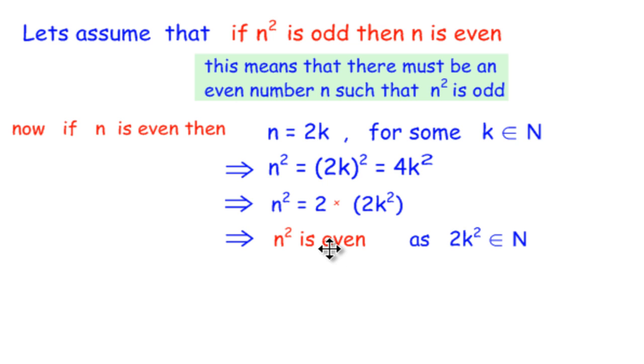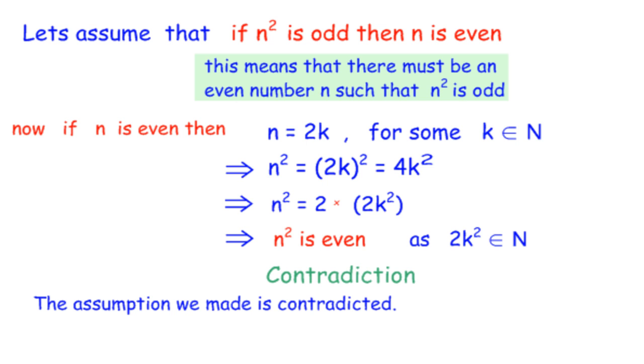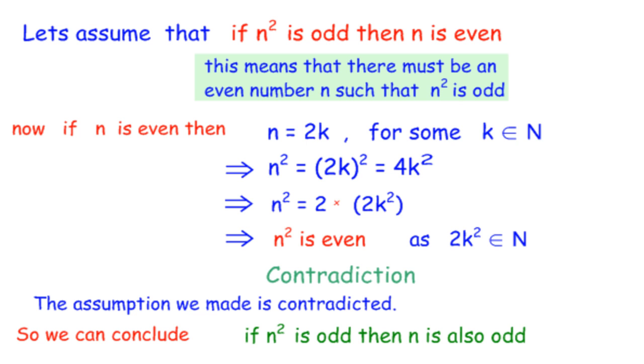So we know that n squared must be even because 2k squared is an element of the natural numbers. This contradicts what we assumed at the top here. So the assumption that we made is contradicted. So we've proved by contradiction that if n squared is odd, then n is also odd.